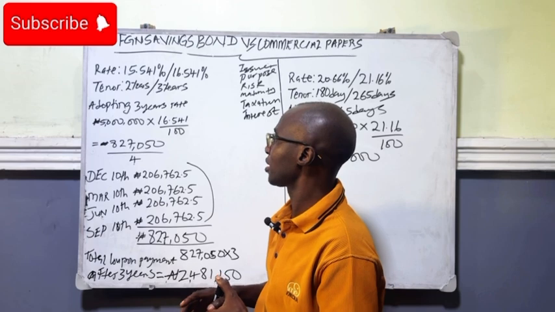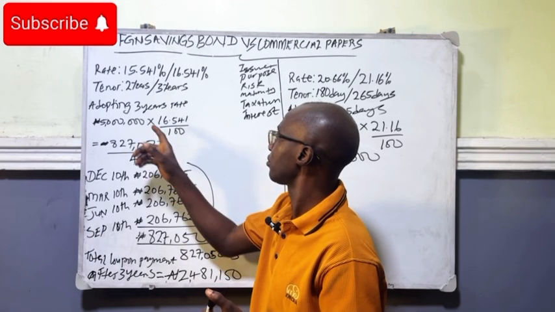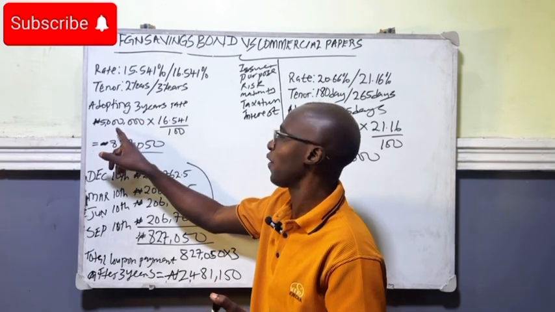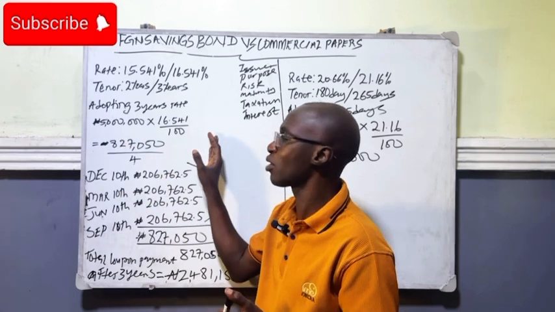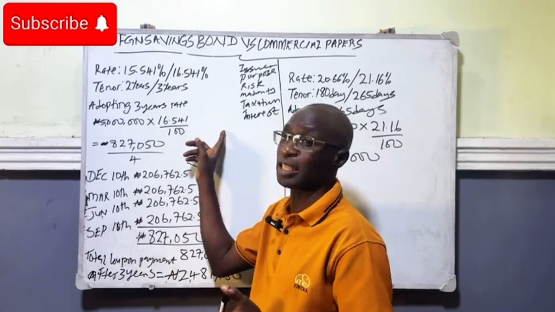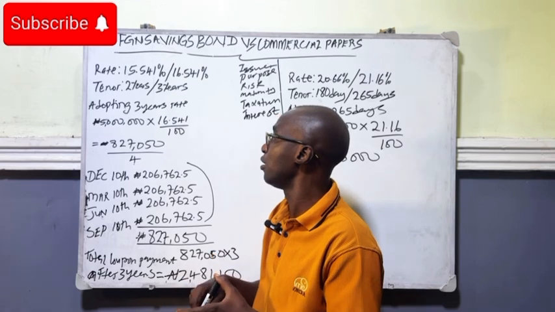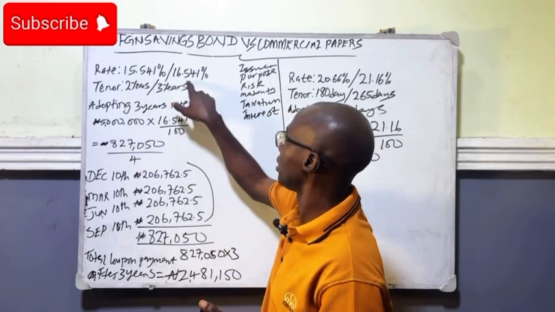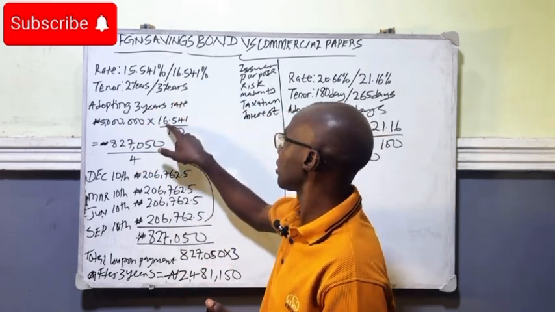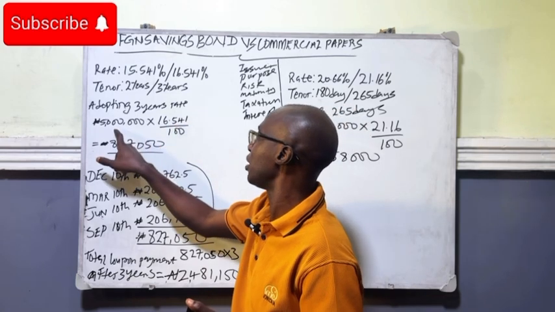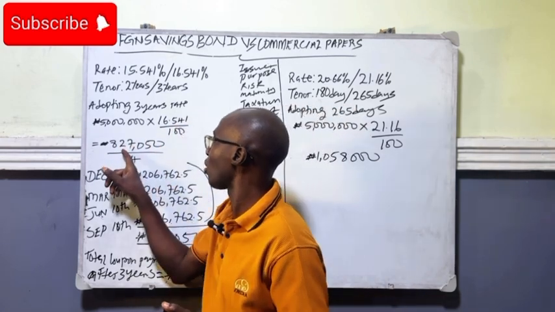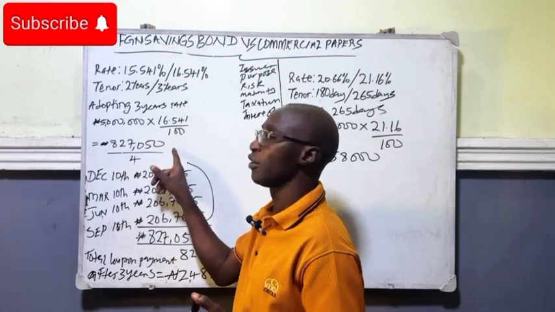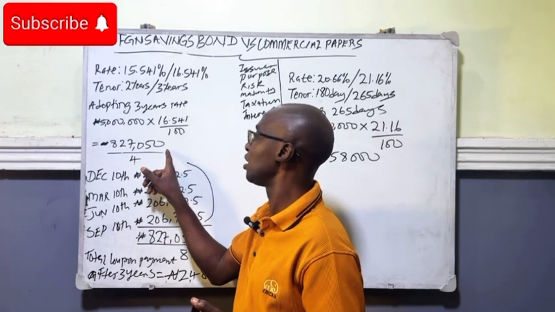Now, for the purpose of this calculation, I am adopting 3 years tenure using 5 million naira. And of course, the least amount you can use to invest in FGN savings bond is 5,000 naira, while the maximum is 50 million. So since I'm using 3 years tenure, this is the interest. So I have 16.541 multiplied by 5 million divided by 100. I'm going to have 827,050 naira. So this is the coupon interest.